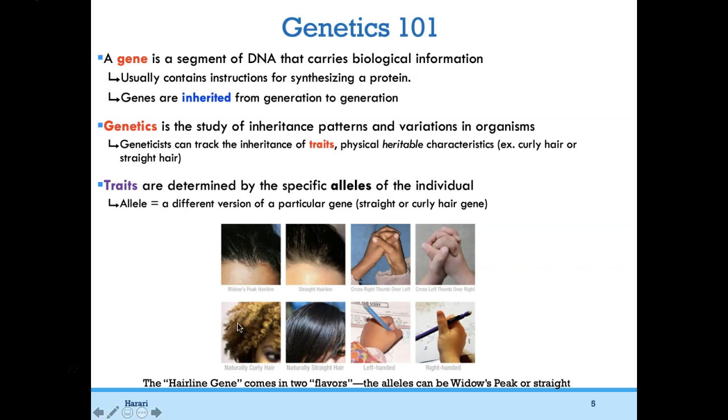So here are some examples of traits. Not all of these are controlled by only one gene, I will warn you. So it's a little more complicated than I'm making it seem. But I'm trying to introduce the idea that traits are determined by alleles, which are just flavors of genes.